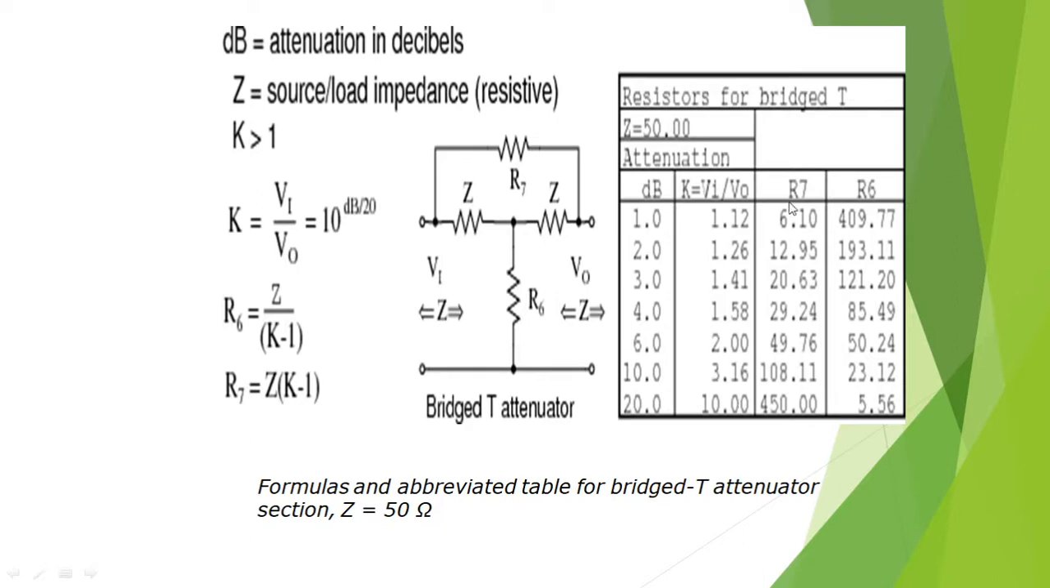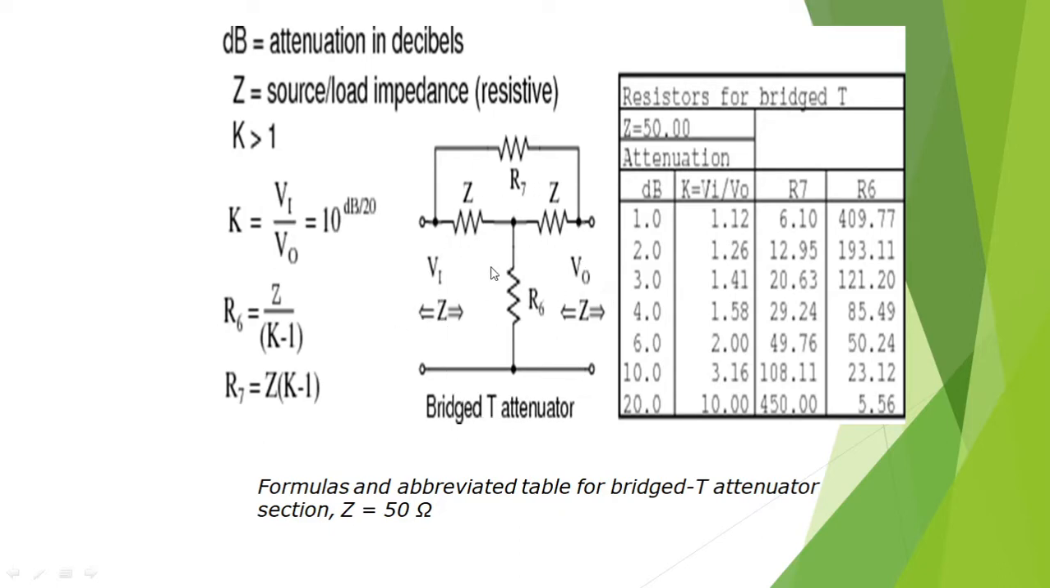Here you can see that R6 and R7 also depend on the dB and K value. The K value depends on Vi by V0. So if Vi by V0 keeps on changing in this bridged T attenuator circuit, if these input and output voltages change, it may also affect the attenuator, right? Because we have already said that the attenuator is fixed between the source and the load.